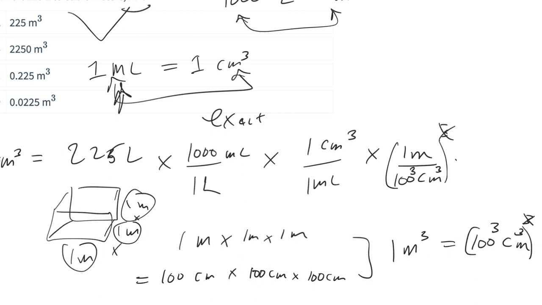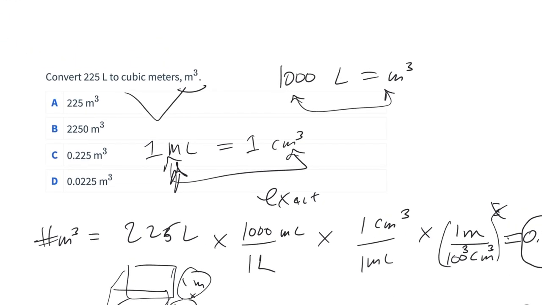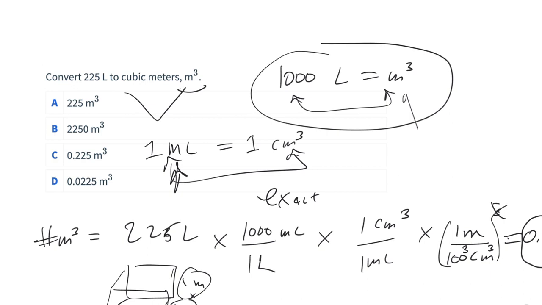So we convert 225 liters times 1,000, and then divide by 100 cubed, and I get 0.225 cubic meters. Now, if you knew this conversion and had it memorized, usually we don't give this one on a test if you need it, but if you just use this conversion factor, you're just dividing 225 by 1,000, coming up with the same answer.